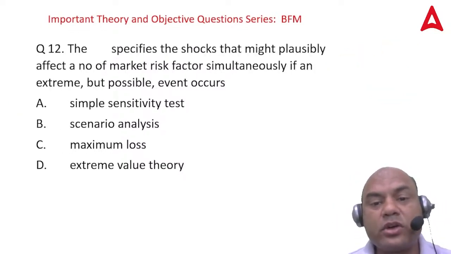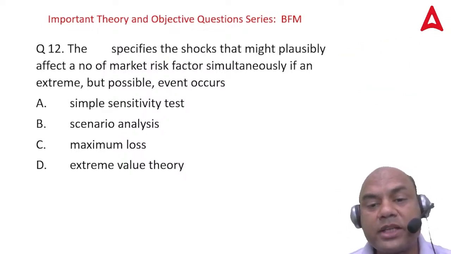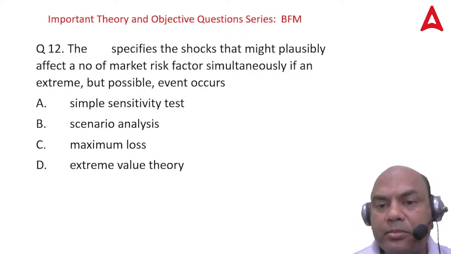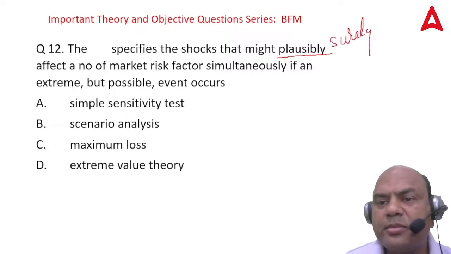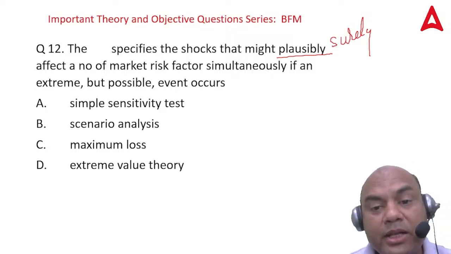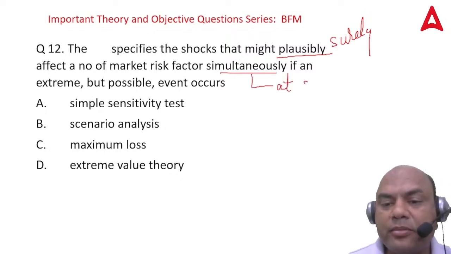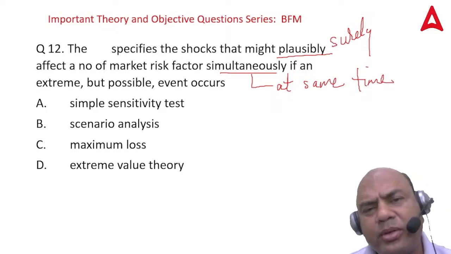The dash specifies the shocks that might plausibly affect a number of market risk factors simultaneously if an extreme but possible event occurs. Plausibly means definitely, surely. These big words do come in your exam also. Simultaneously means at once, at the same time. If an extreme but plausible event occurs, what do you mean by this?